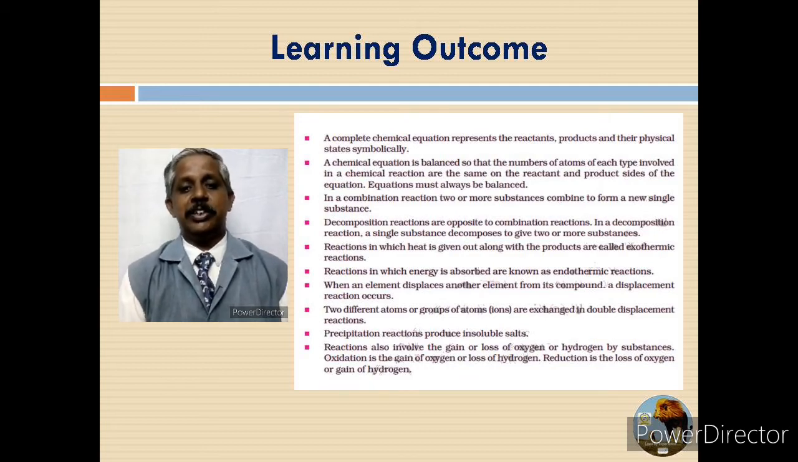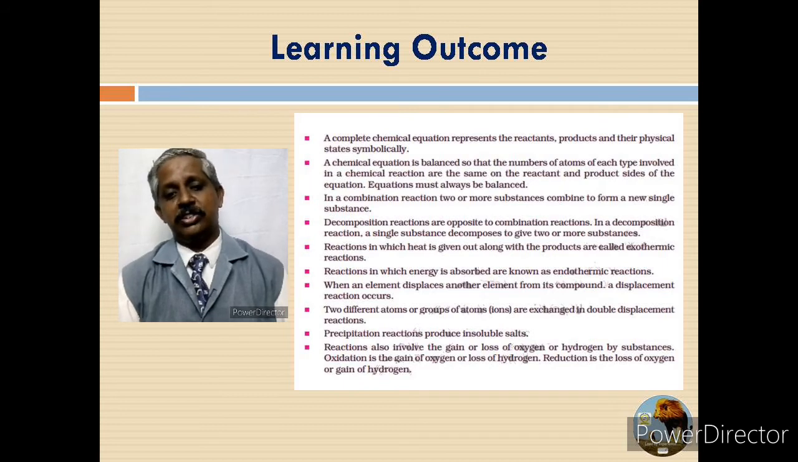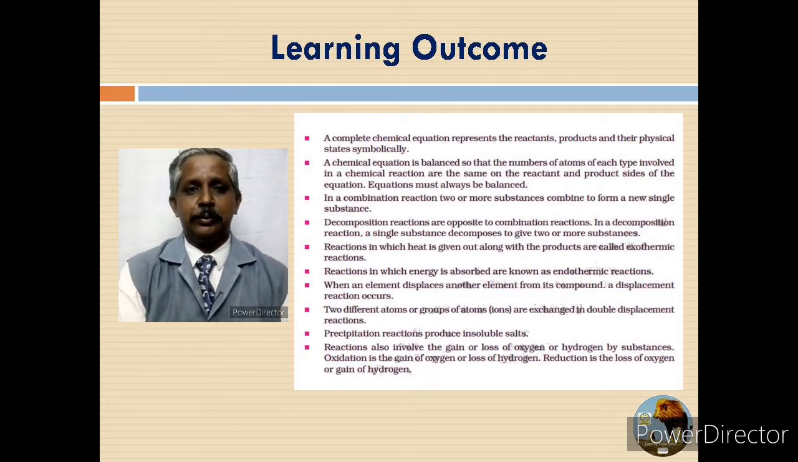When an element displaces another element from its compound, a displacement reaction occurs. Two different atoms or groups of atoms, that is ions, are exchanged in double displacement reactions. Precipitation reactions produce insoluble salts. Reactions also involve the gain or loss of oxygen or hydrogen by substances. Oxidation is the gain of oxygen or loss of hydrogen. Reduction is the loss of oxygen and gain of hydrogen.